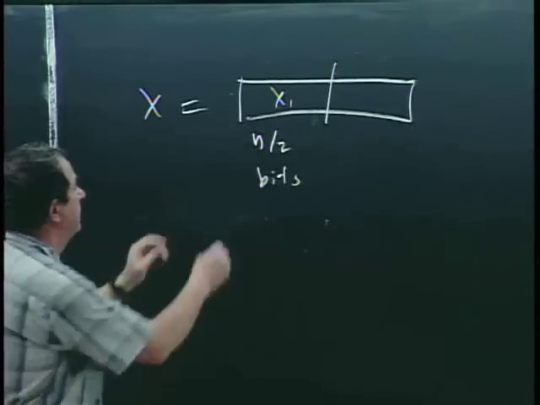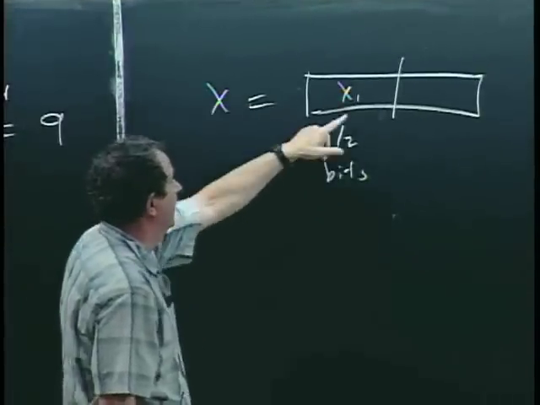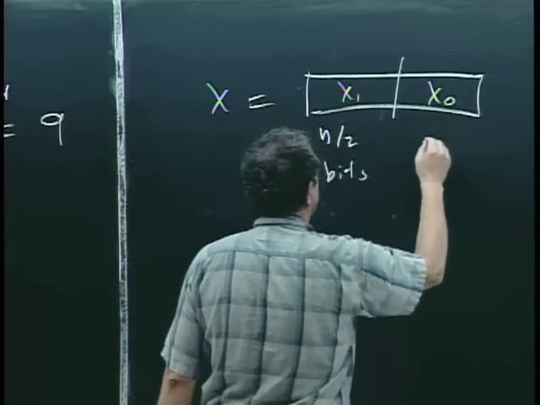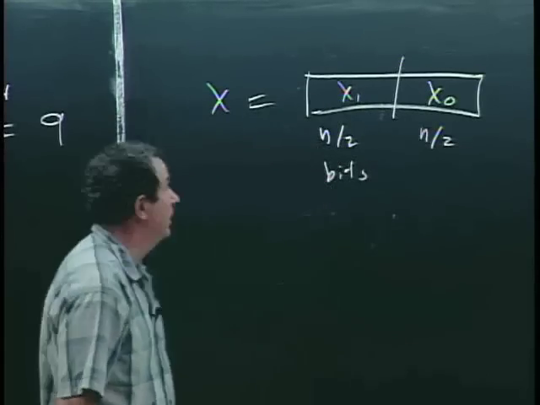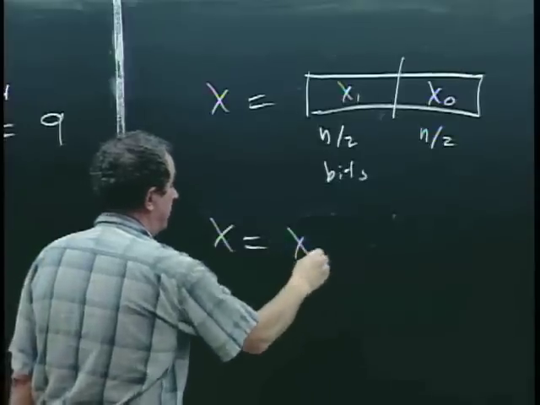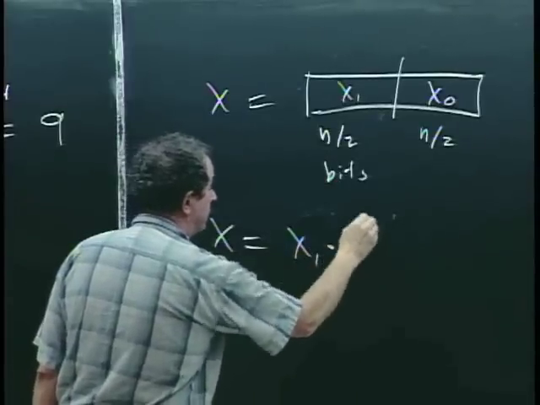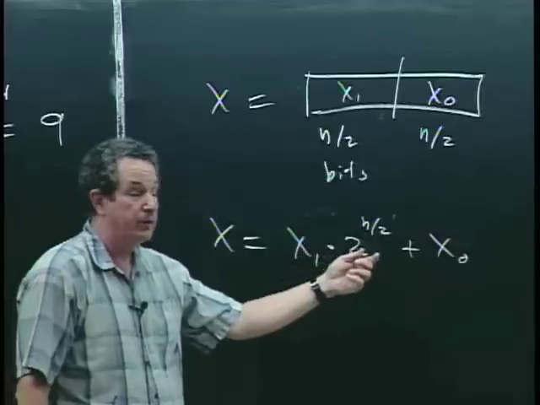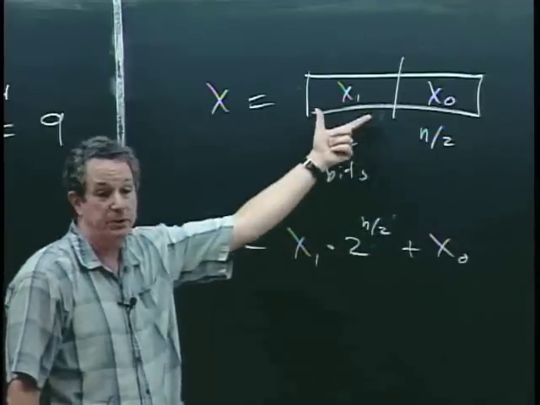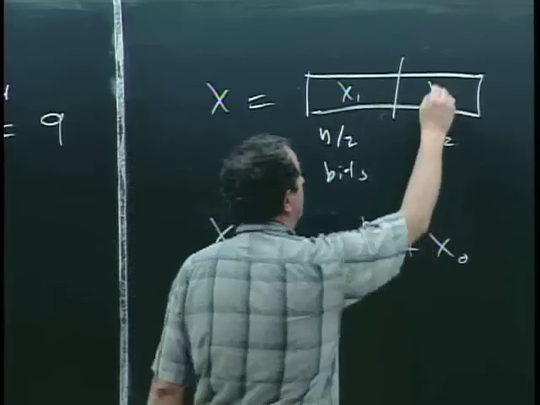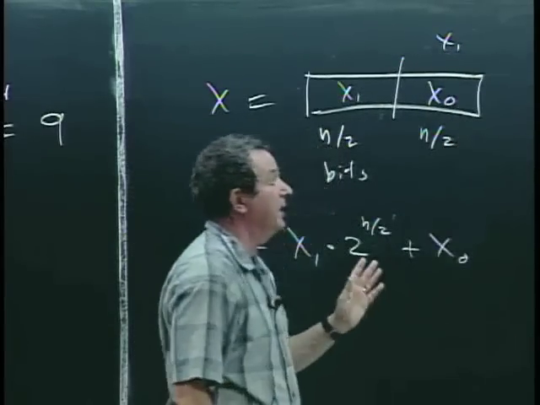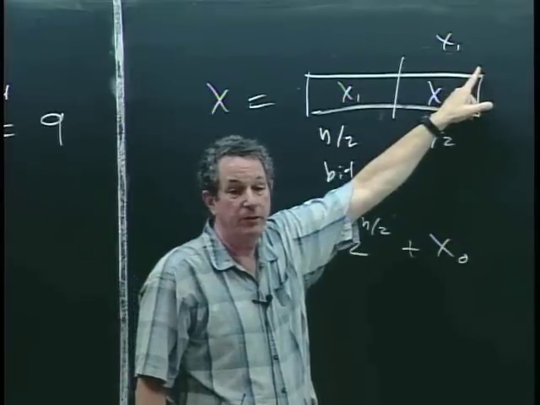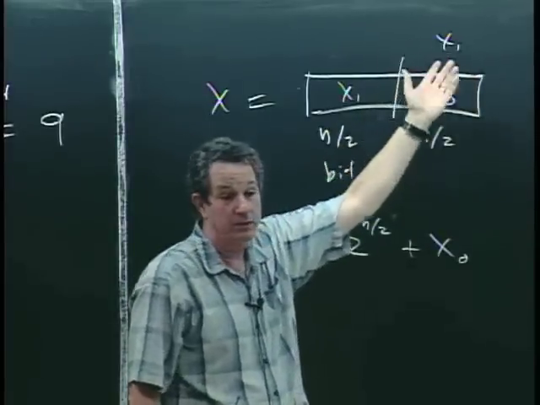Okay, so we can think of x as x1, which are the high order n over 2 bits, and x0, which are the low order n over 2 bits. And therefore, x is just equal to x1 times 2 to the n over 2 plus x0. Okay? This 2 to the n over 2 is what shifts x1 effectively to those positions. So you could think of x1 as an n over 2 bit number that's sitting here in the low order bits. What happens when you multiply that by 2? They move over by one position and you get an extra 0 at the right hand.